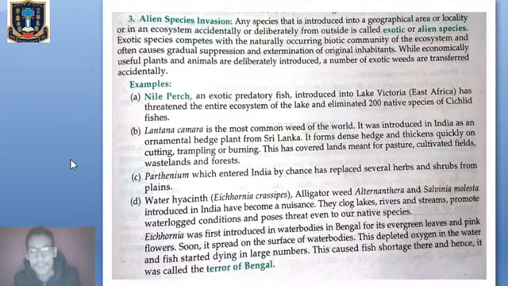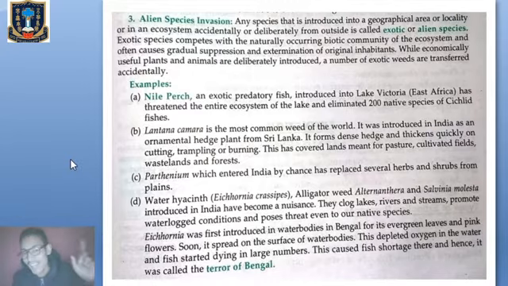If any species is introduced into a geographical area, a locality, or our habitat from another ecosystem, accidentally or deliberately, then that is called alien species invasion, or exotic species. Those species are not present in our habitat, but when they are brought from another habitat to our own habitat, they are called alien or exotic species. Exotic species compete with the naturally occurring biotic community of the ecosystem, and they can often cause gradual suppression and extermination of the original inhabitants.